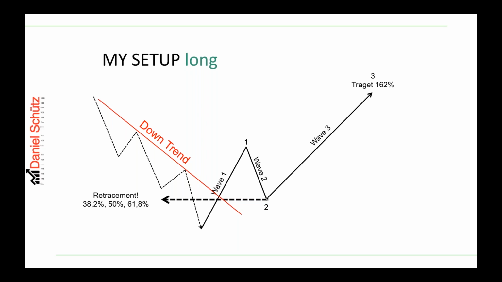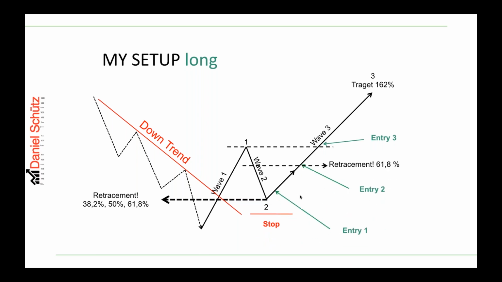161.8% of the retracement from the high of wave 1 down to the low of wave 2, the 161.8 retracement as a target. And there we have the entries. Entry 1 would be the reversal candle at the, I would prefer, 61.8 retracement.